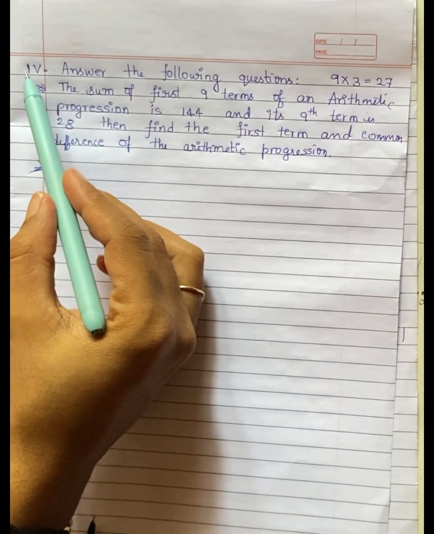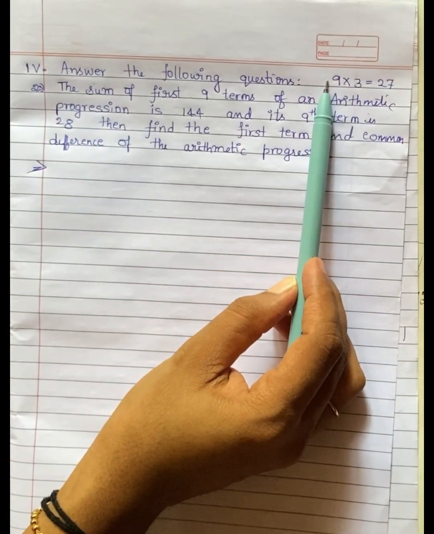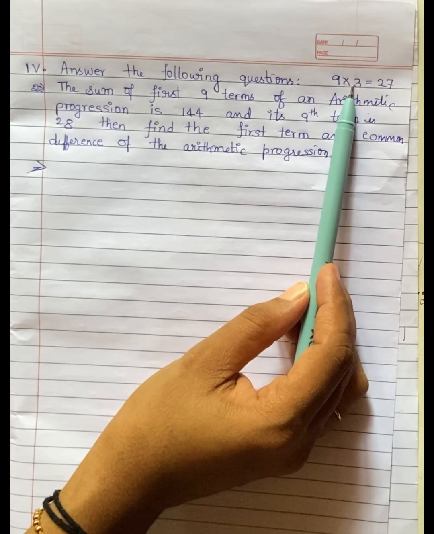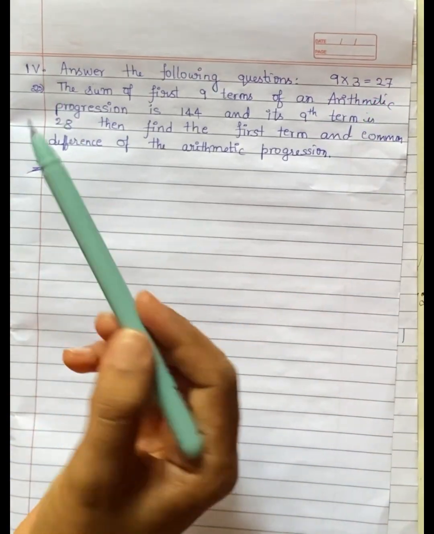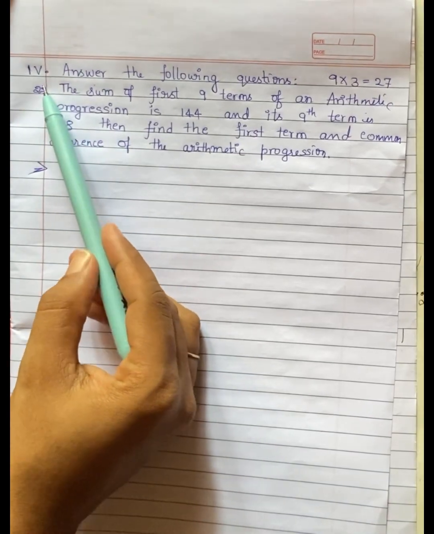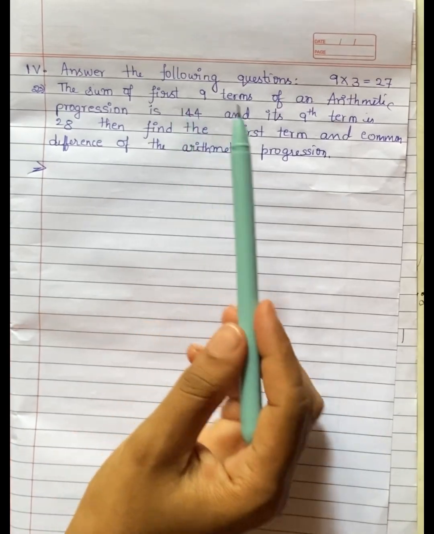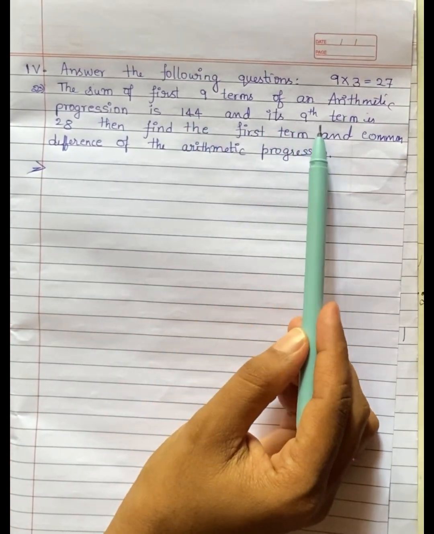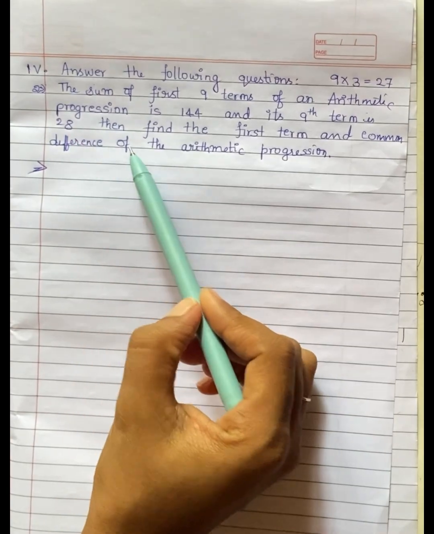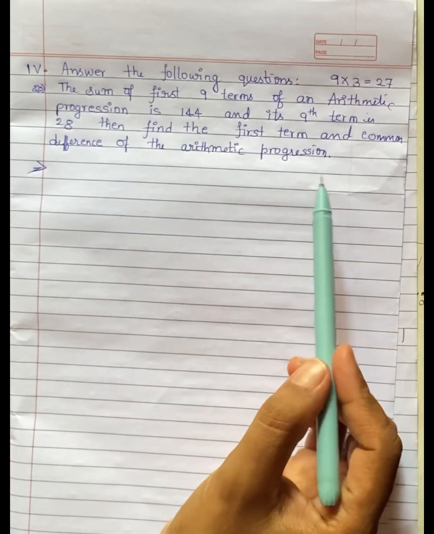So Roman number 4, we have 9 questions of 3 marks, which carries 27 marks. So solving the first one, that is the 25th question. The sum of the first 9 terms of an arithmetic progression is 144 and its ninth term is 28. Then find the first term and common difference of the arithmetic progression.